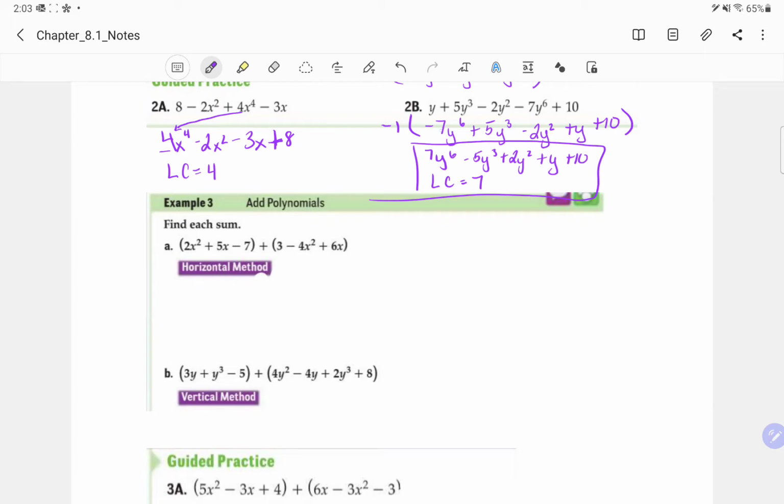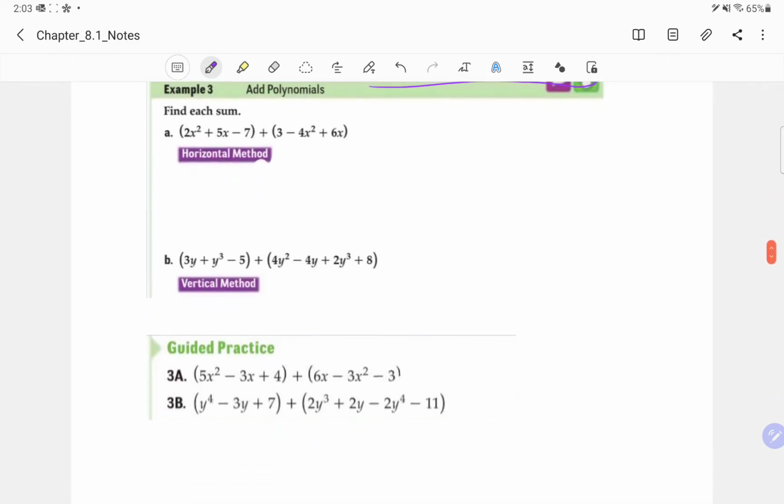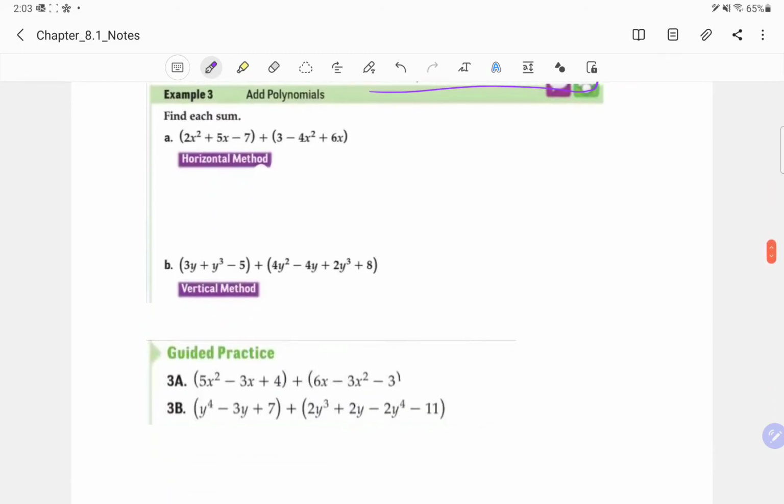On this one, I originally got my leading coefficient to be negative 7y to the 6th. That was my largest exponent. After that was 5y to the 3rd, and then negative 2y squared plus y plus 10. I needed to make sure my leading coefficient is positive, so I went through and changed the sign of everything, and I end up with 7 as my leading coefficient.